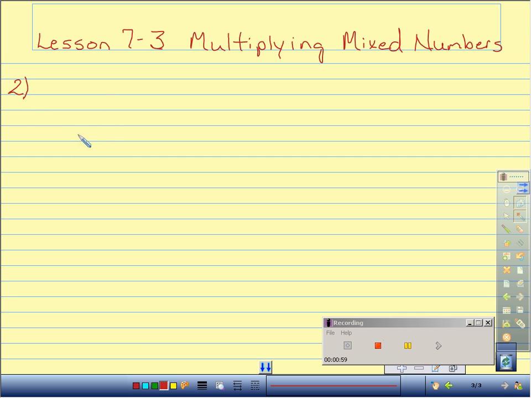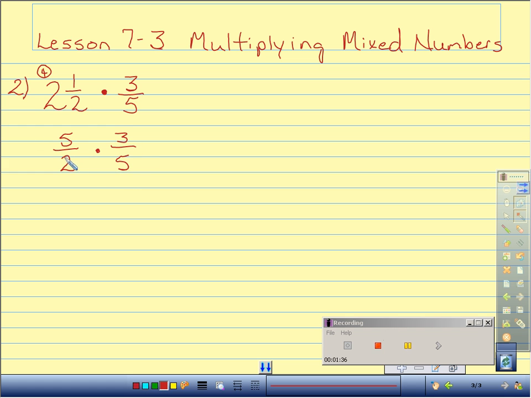So I'm going to start out with number 2, which is 2 1/2 times 3/5. Again, just like we talked about in class, you've got to change these mixed numbers to improper fractions. 2 times 2 is 4, plus 1 would be 5 halves, or just 5 over 2, times 3/5.